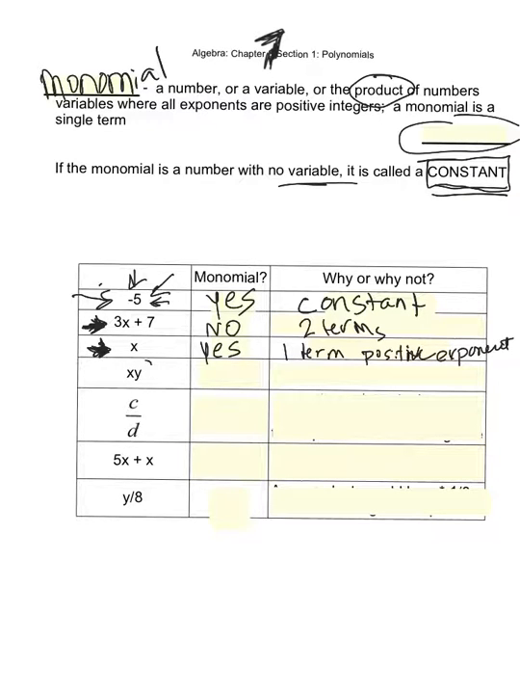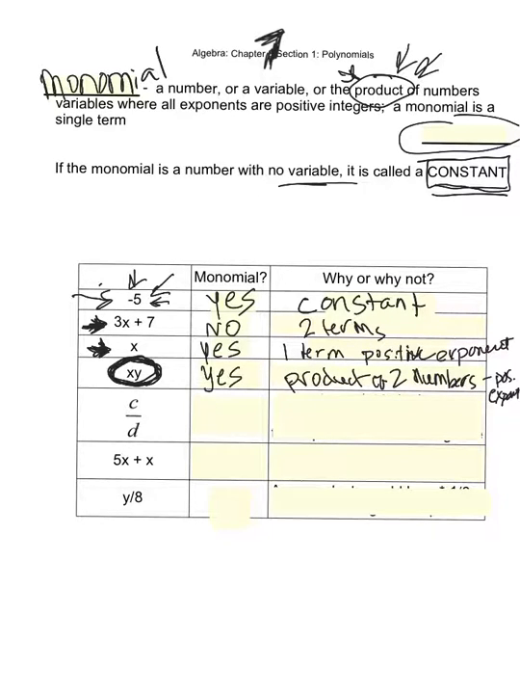All right, let's look at this one. xy. How are those two connected? Through multiplication. Can they be connected through multiplication? Yes, because it's a product of numbers. What are their exponents? Both of them have exponents of 1. So yes, it is a monomial because it's the product of 2 numbers, and each of those have positive integer exponents.